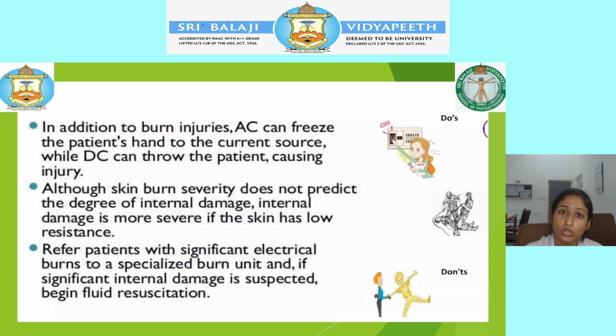Yes. So in addition to the burn injury, if the patient is affected by alternating current, it is going to attach the patient's hand to the current source, but in direct current it is going to throw the patient away, causing severe injury. Although if there is a skin burn, its severity does not predict the degree of the internal damage, okay. But if the skin has a lower resistance, the internal damage will be more severe.